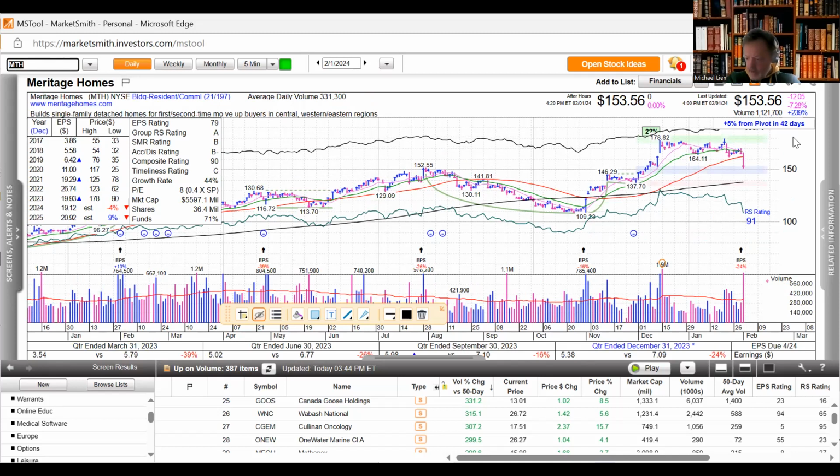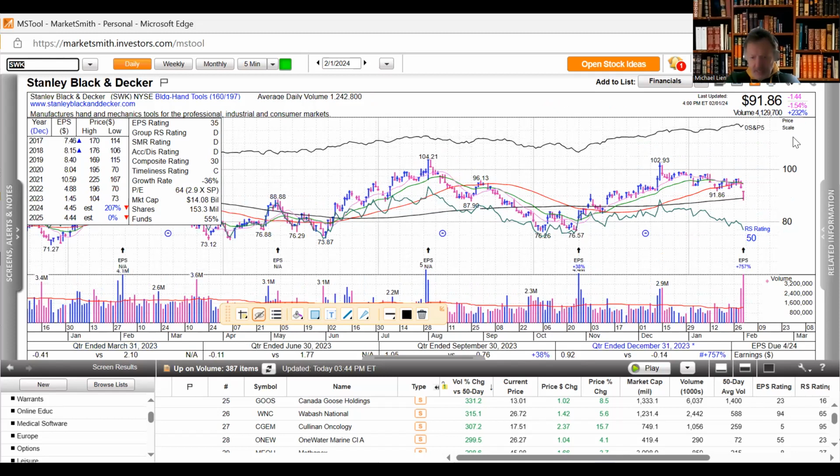Stanley Black & Decker, quarter four adjusted EPS, 92 cents versus 79 cents. Sold off strong and then bounced off the 200-day moving average.